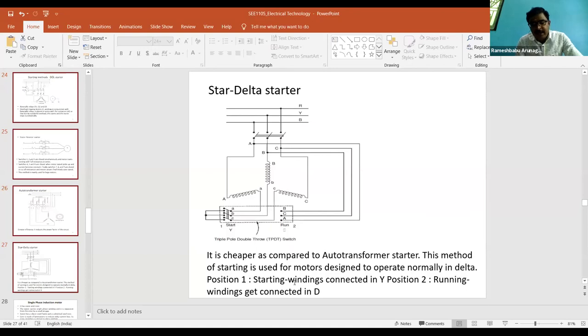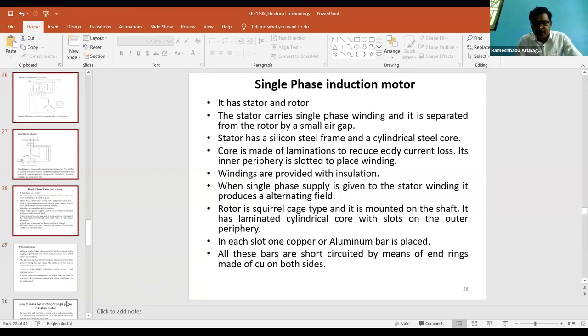Other than this unit, you can go through the single phase induction motor as well. These are the important topics of unit 4. In unit 4, we discussed the construction, principle and operation of the induction motor, torque slip characteristics, starters, and then the single phase induction motor. These are very, very important topics for the fourth unit.